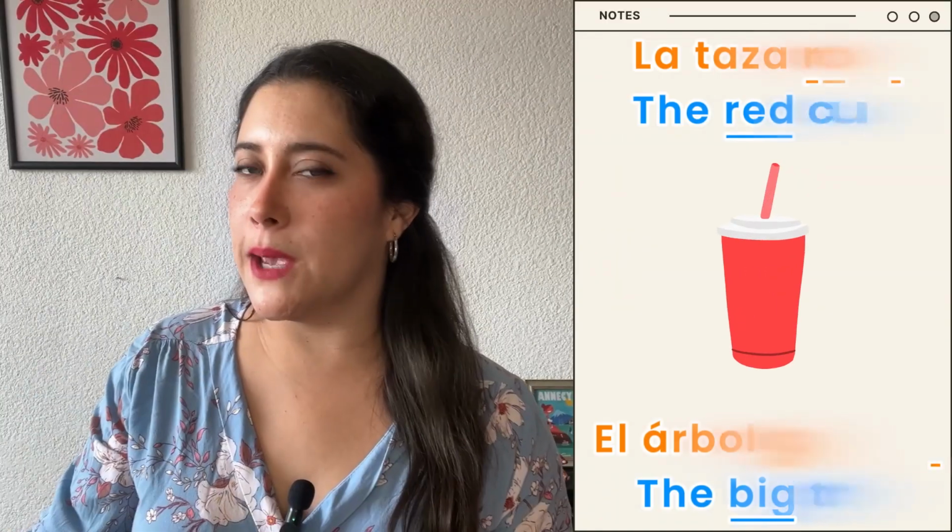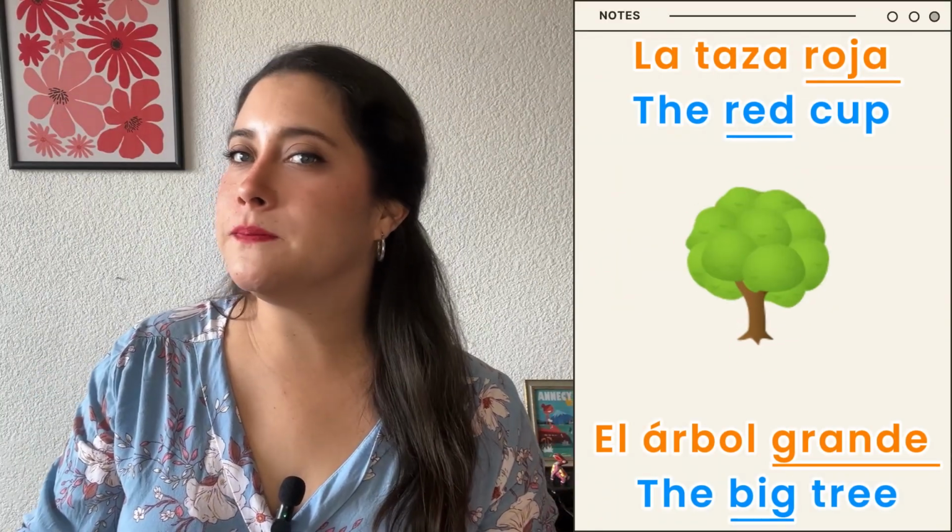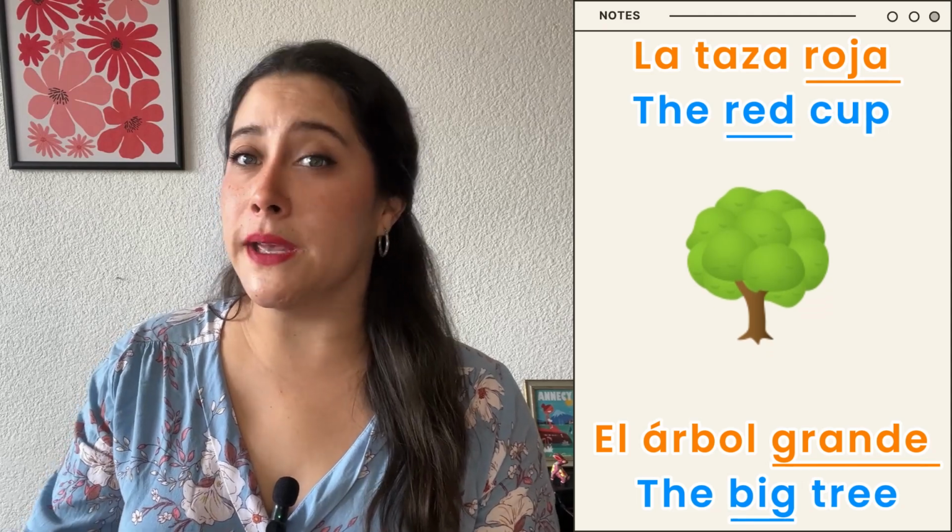Let's move on to the third mistake, misplacing adjectives in sentences. In Spanish, adjectives will usually follow the noun that they describe. For example, la taza roja, the red cup, or el árbol grande, the big tree. So it's really important that you place the adjectives in the right place so that you don't create sentences that sound kind of odd. Because you can add them in a different position, but that would sound a bit weird.